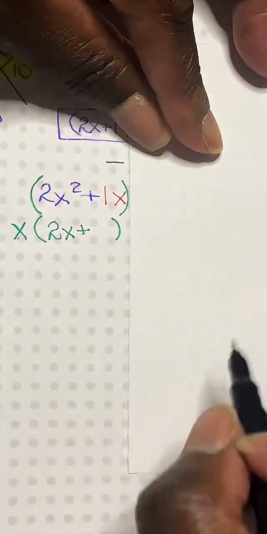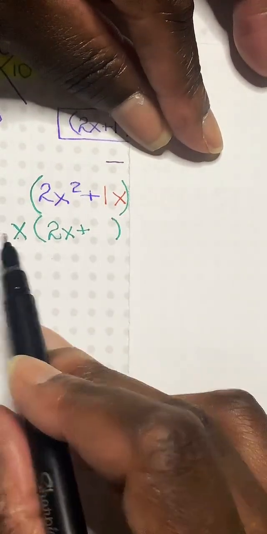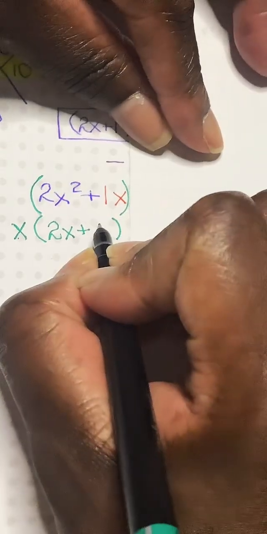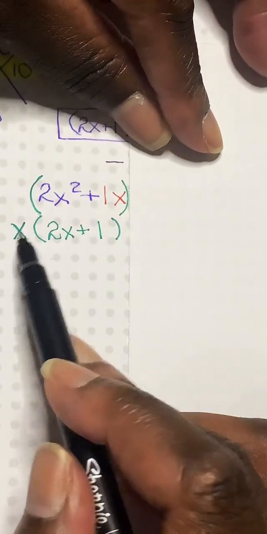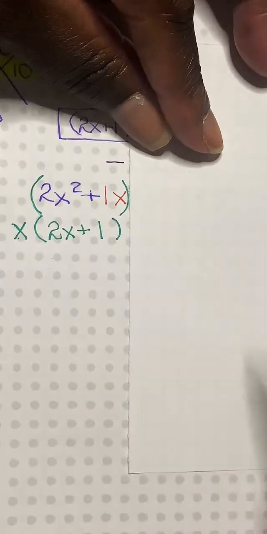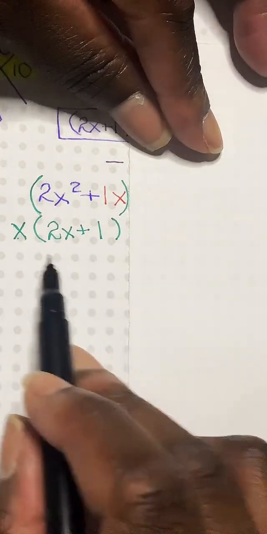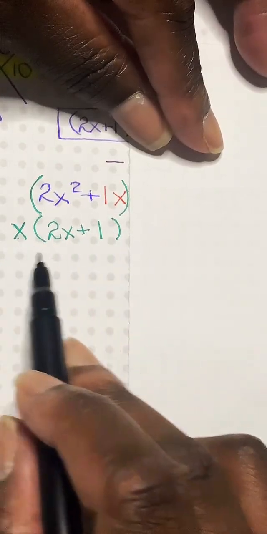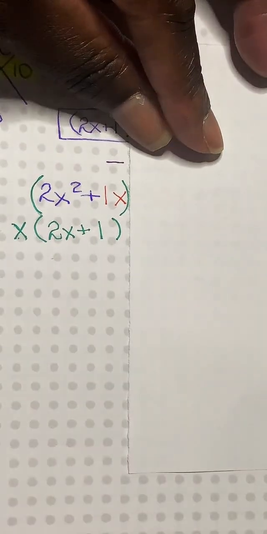Plus, okay, 1 divided by 1 gives me 1. X divided by x will also give me 1, so 1 times 1 gives me 1. So that would take care of the first parenthesis.